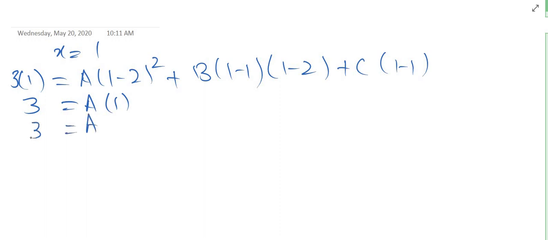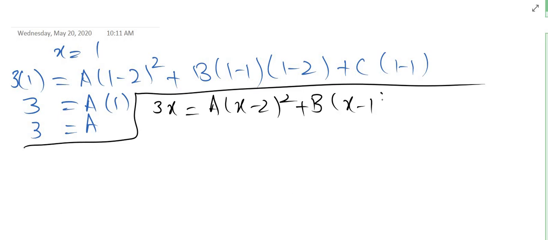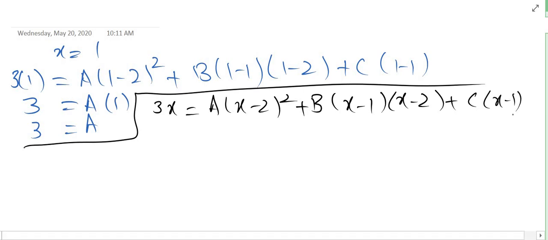Now we have derived the value of c, that is 6, and the value of a, that is 3. Now we have to find the value of b. How can we find it? We have the equation 3x is equal to a into x minus 2 square plus b into x minus 1 into x minus 2 plus c into x minus 1. Now we have derived the value of a as well as the value of c. We have to find the value of b. We can find the value of b by the comparing method.